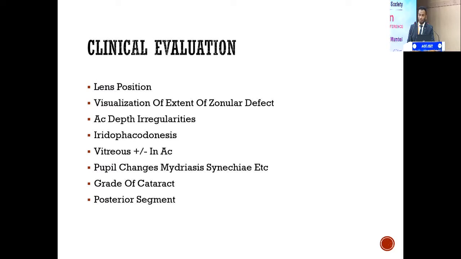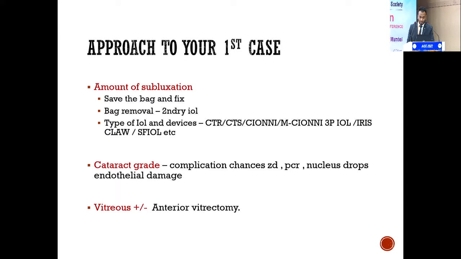And do a proper evaluation of the posterior segment, because in traumatic cases you may do one part and miss out on something else. So these are practical steps for the approach to your first case: identify the amount of subluxation, which is important. The goal is to save the bag and fix it. Bag removal, if it's to be done, and then you have to plan a secondary IOL. There are various types of IOLs and devices which have their own indications. The grade of cataract is important because you don't want more complications like zonular dialysis, extending posterior capsular rents, nucleus drops, and various other things.